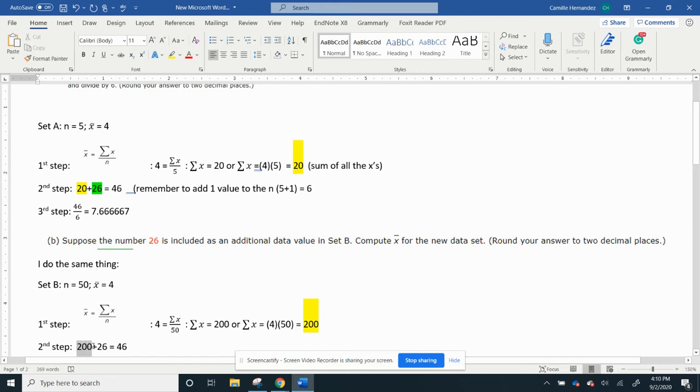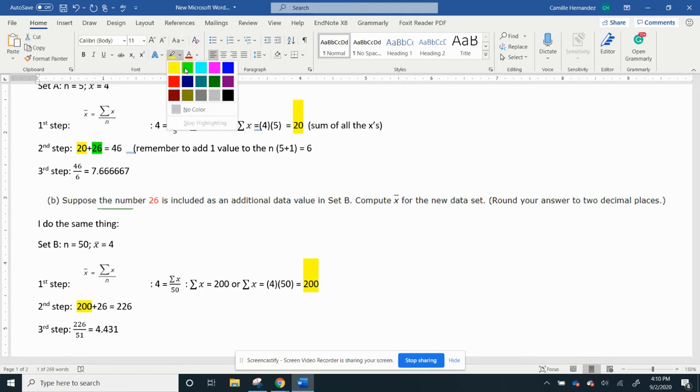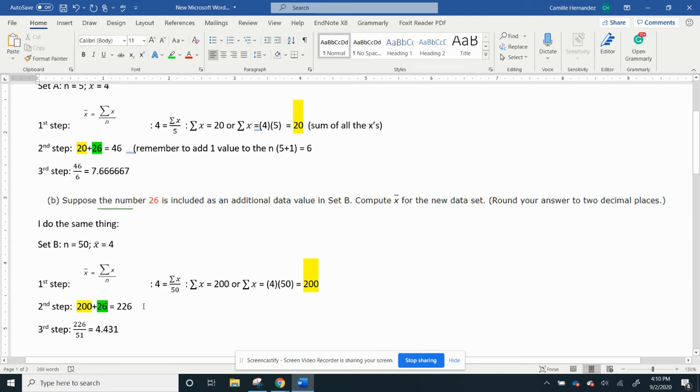And again, I'm going to put it down here. What I'm doing is adding 26 to my data set like I did before. So if I do that, then I get 226. And then remember to add one value to the n. So 50 plus 1 equals 51. So 226 divided by 51 gives me 4.431.